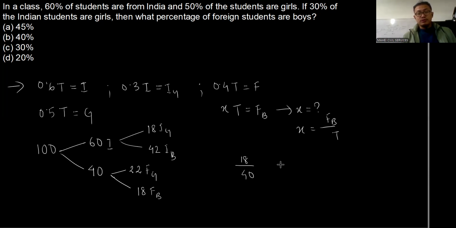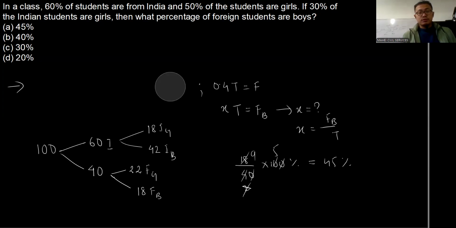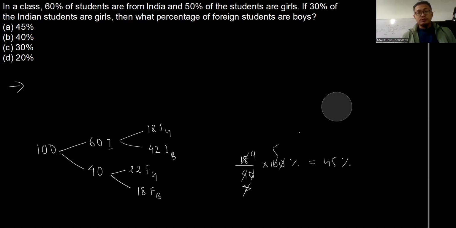18 by 40 into 100%, which is equal to 45%. So this is the answer, 45%.